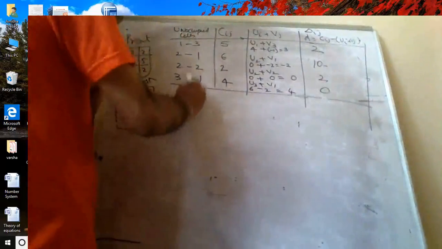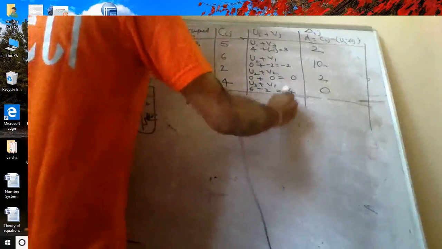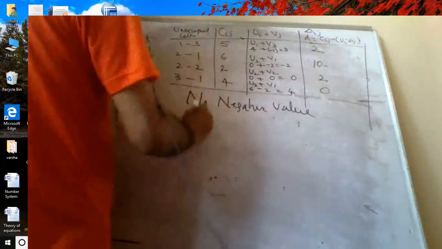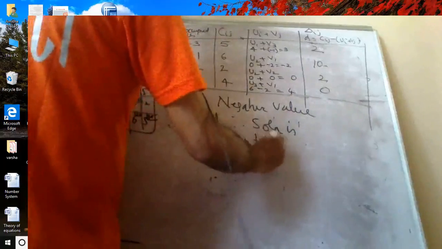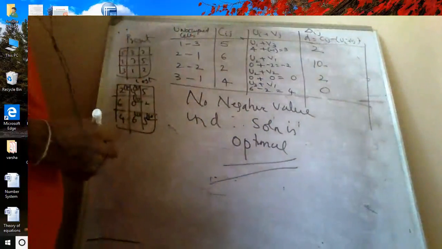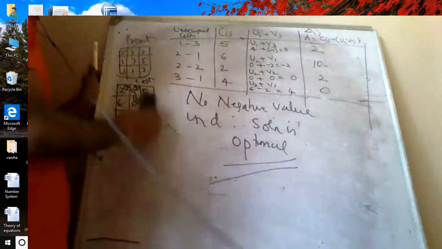You can observe there are no negative values in D. Therefore, the solution is optimal. This is the procedure whenever profit is given. So I hope you have understood.